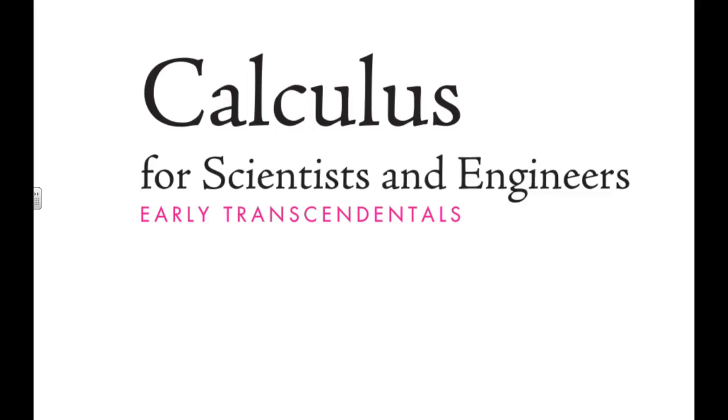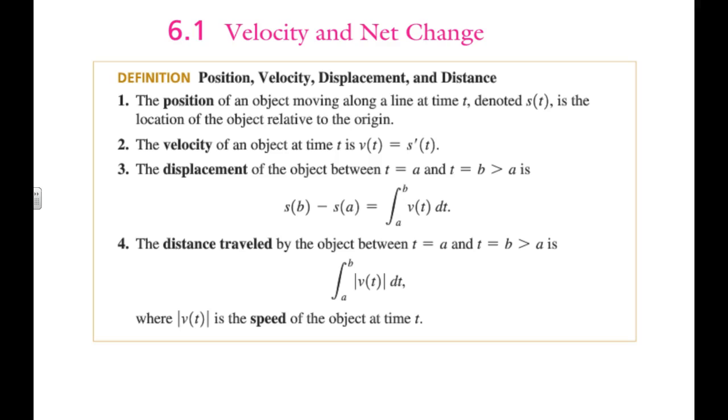Welcome to Calculus 1. Today we're going to be looking at section 6.1 and exploring the difference between displacement and distance. I think you already know that if you have a velocity function and you take the derivative of it, you get the acceleration. Well, if you integrate velocity, we will get displacement, which is total area underneath the curve, positive and negative, where distance is the absolute value.